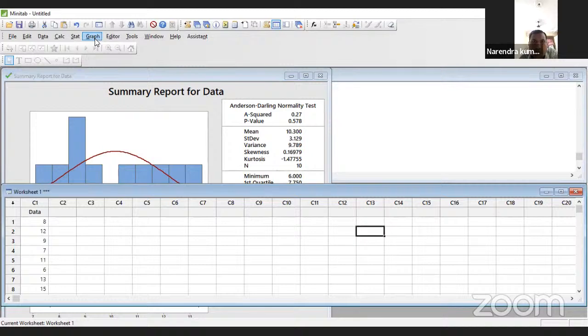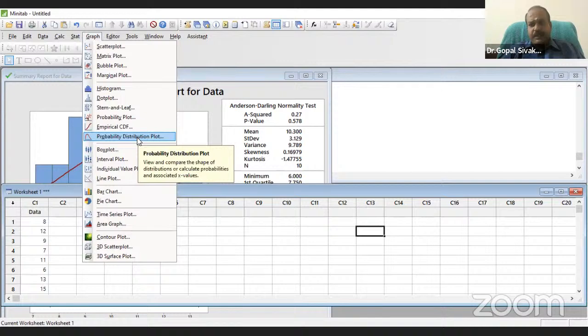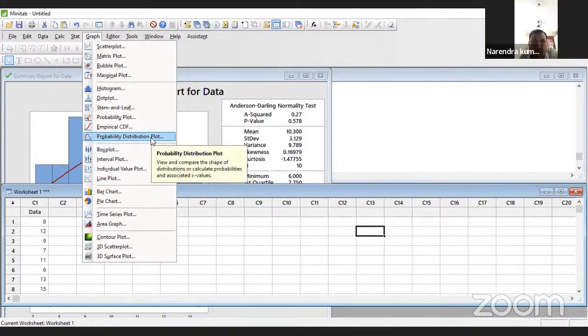So now I want you to go to this graph. What is this? Probability Distribution Plot. This function will help us to view and compare the shape of distributions. The same function will also help us to calculate probabilities, as well as the associated values of the variable.